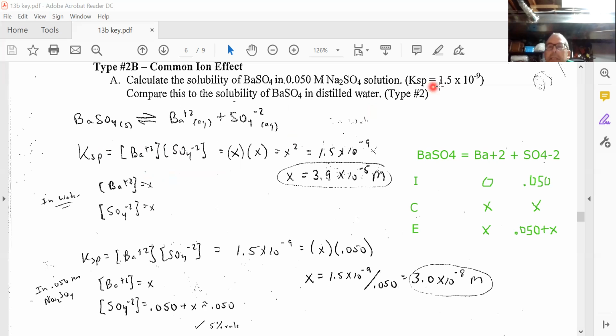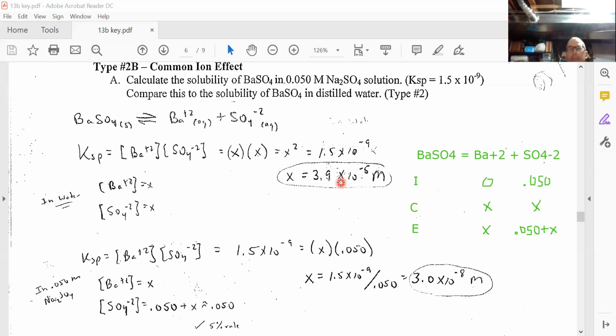And plugging this in, I got Ksp equals x squared. If Ksp is given as 1.5 times 10 to the negative 9th, then x squared equals 1.5 times 10 to the negative 9th, or x equals the square root of 1.5 times 10 to the negative 9th, which is 3.9 times 10 to the negative 5th. So even though barium sulfate, we say, is generally insoluble, it still dissolves to a small extent. 3.9 times 10 to the negative 5th moles per liter, which is a really small amount.